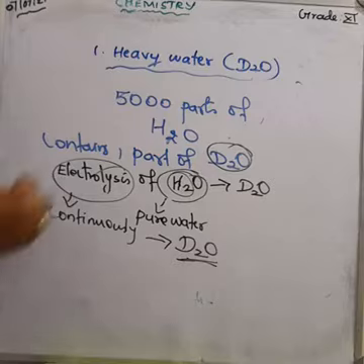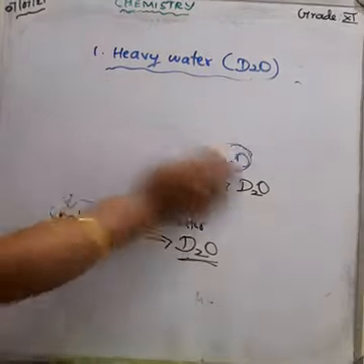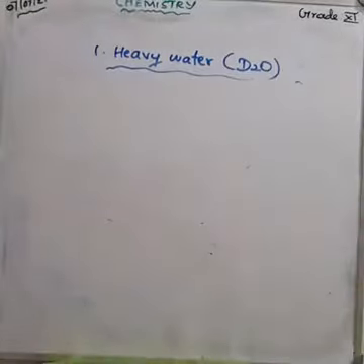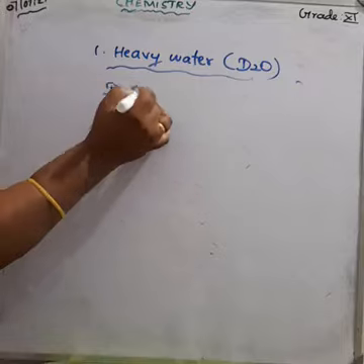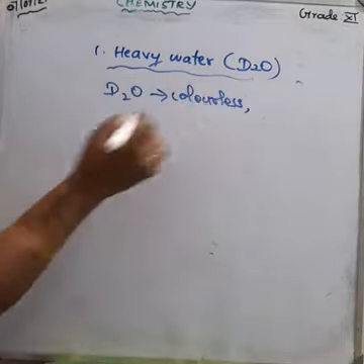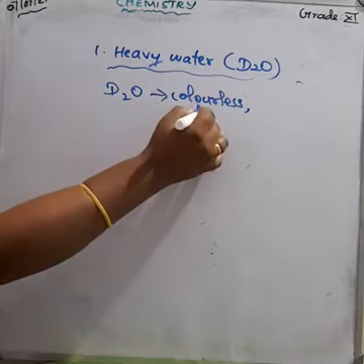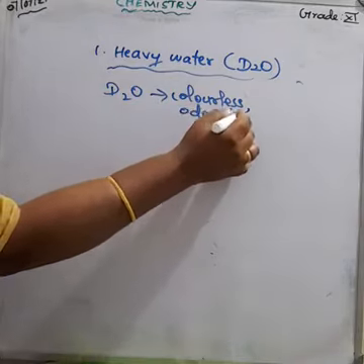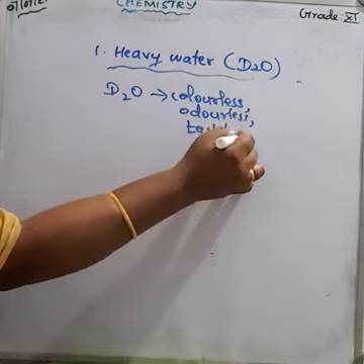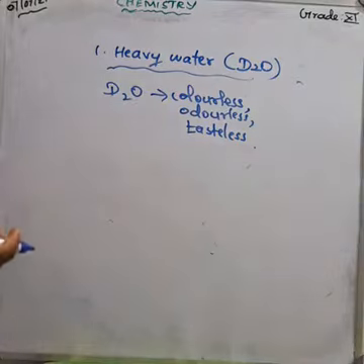And what are the physical properties of heavy water? The heavy water, that is D2O, is a colorless, odorless and tasteless liquid. Normal water, ordinary water, H2O, is also colorless, odorless and tasteless. Like that, D2O is a colorless, odorless and tasteless liquid. And ordinary water and heavy water have different physical properties when compared.